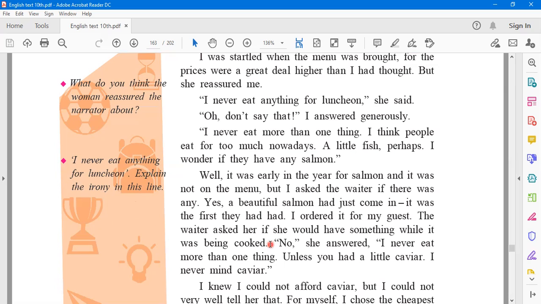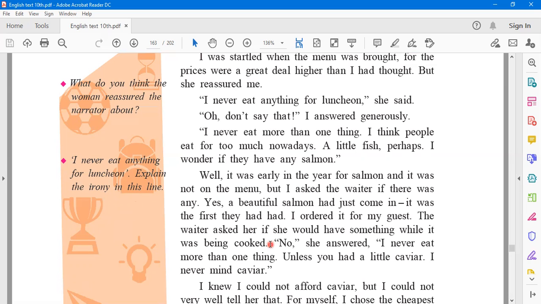I don't mind if you have caviar. I knew I could not afford caviar, but I could not very well tell her that. It would be rude to tell the guest, don't order this, I can't afford it, it's very expensive. Can't tell that. For myself, I chose the cheapest dish on the menu, and that was a mutton chop.